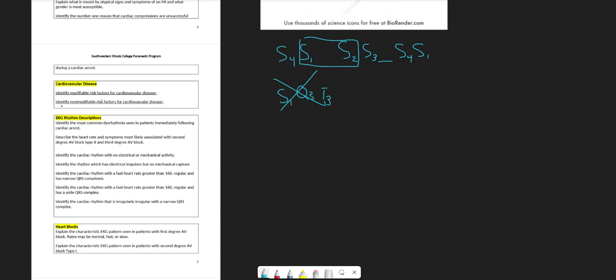Identify modifiable risk factors for cardiovascular disease and identify non-modifiable risk factors for cardiovascular disease. So obviously modifiable is just things you can control. So diet, lifestyle, things like that. And non-modifiable is just congenital factors, maybe environmental factors.